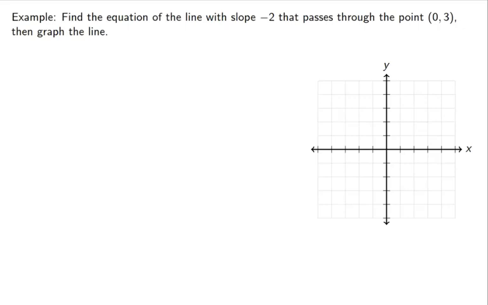Find the equation of a line with slope -2 that passes through the point 0, 3, then graph the line. Alright, so we've got y equals mx plus b. Remember that the slope being -2 is your m, so I can just plug that right in. M is -2, and now it passes through the point 0, 3, which is actually giving me the y-intercept. Remember, b is the y value for the y-intercept, so b here is 3. And that's the final line.